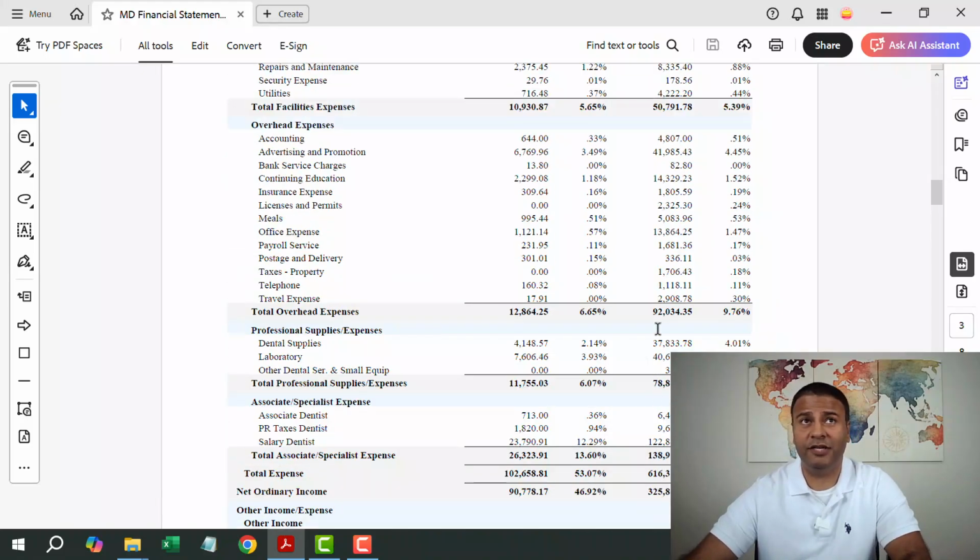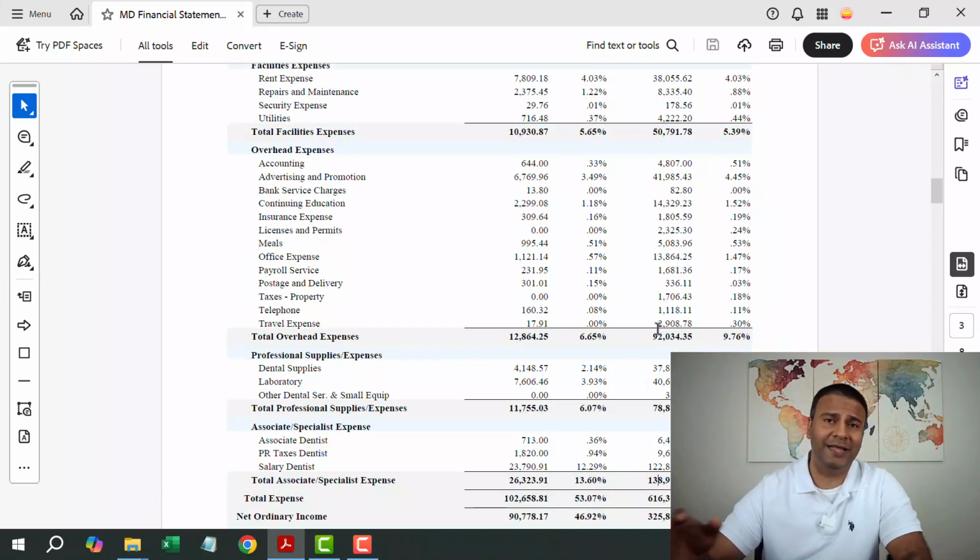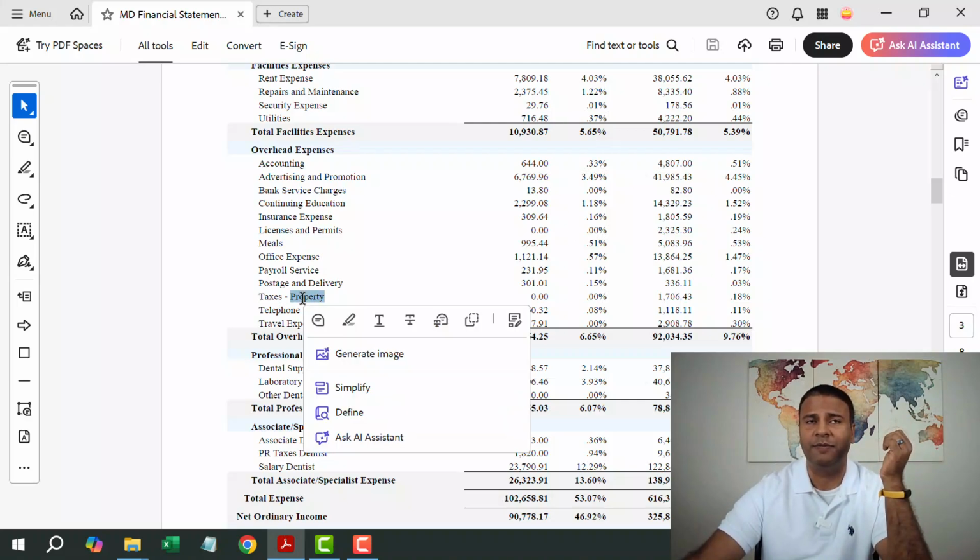And let's go back to the overhead expense group. So anything that doesn't really directly belong in the other expense groups will come over here in the overhead expense group, like accounting, advertising, payroll expenses, property taxes, travel.